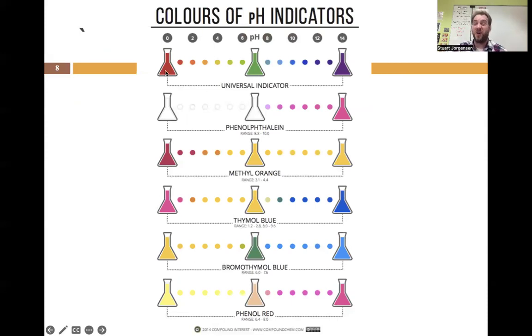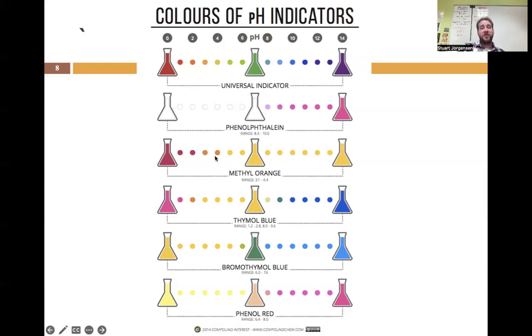Universal indicator actually shows multiple colors. We saw this on the WebQuest. Cabbage juice does this as well, which is kind of cool, a naturally found indicator. And so universal indicator starts red, goes green around a pH of 7, and then when it goes all the way to the base at 14, goes a purple color. Phenolphthalein just changes when you make that switch from acid to base, which is kind of nice.